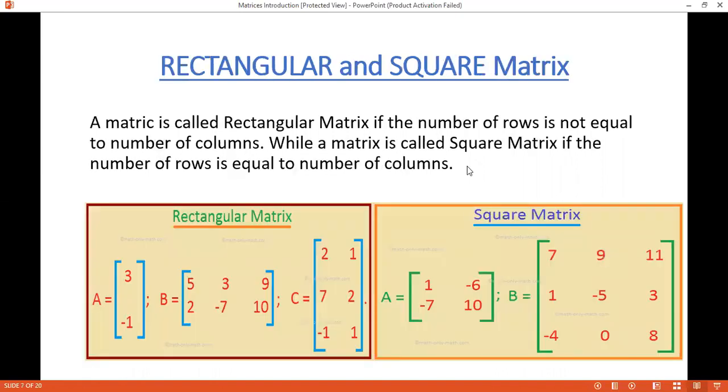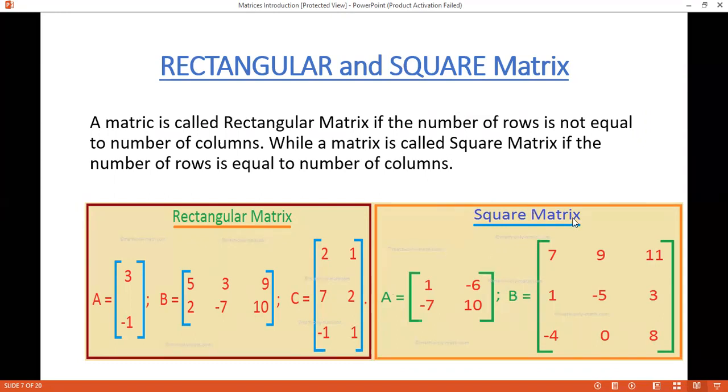Then rectangular and square matrix. A rectangular matrix is one where the number of rows is not equal to the number of columns. For example, in this case, the column is 1 and the rows are 2, so the order will be 2 cross 1. This is not a square matrix, it's a rectangular matrix. In this case, the columns are 1, 2, 3 and the rows are 1, 2, so the order is 2 cross 3. In this case, there are 3 rows and 2 columns, so the order is 3 cross 2.